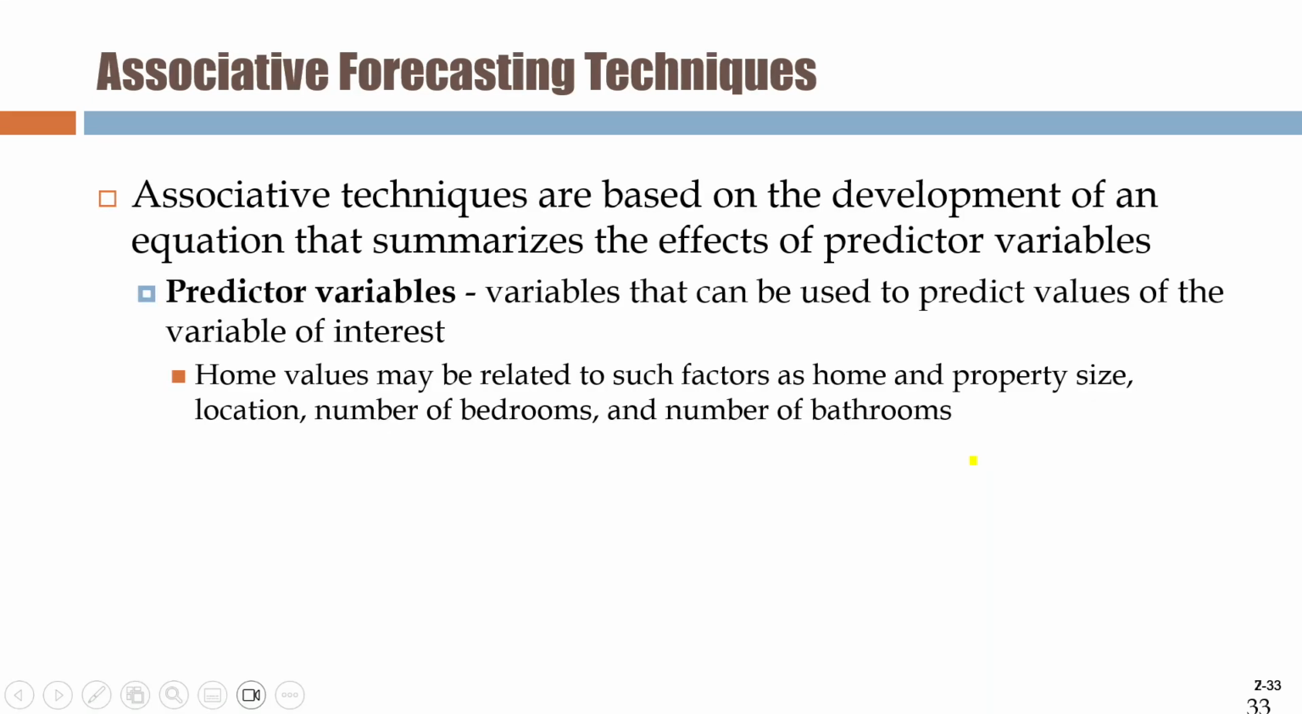Next one is associative forecasting technique. Associative here means the association is a kind of relation, right? If you take a machine learning class, then you might learn the association rule. That's one of the unsupervised machine learning methods. The association rule tries to find out which variable has some relationship with other things, which variable has a high correlation with the other variable.